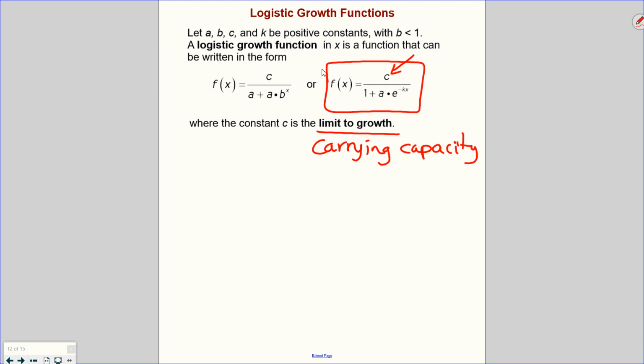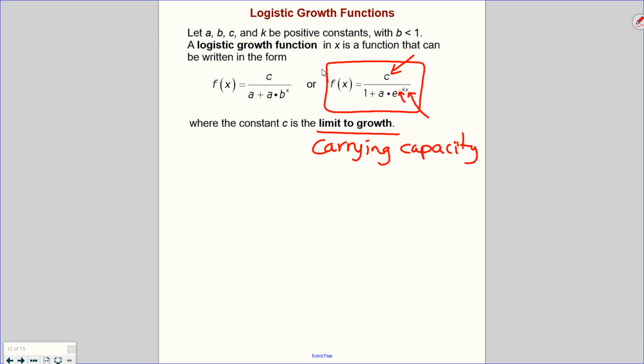Or if we were putting bacteria and growing them in a petri dish, then the carrying capacity is whatever fits there. If it's different things, that's going to be the carrying capacity. And the reason it works out that way is if we take the limit of this, and we'll do more of this in calculus, but if we go to infinity, so we let x be as big as we can possibly get it, you're going to take a really big number times a negative, which makes it a really small number.